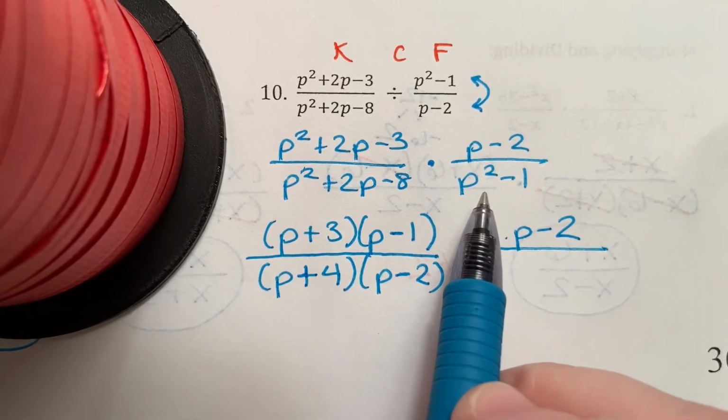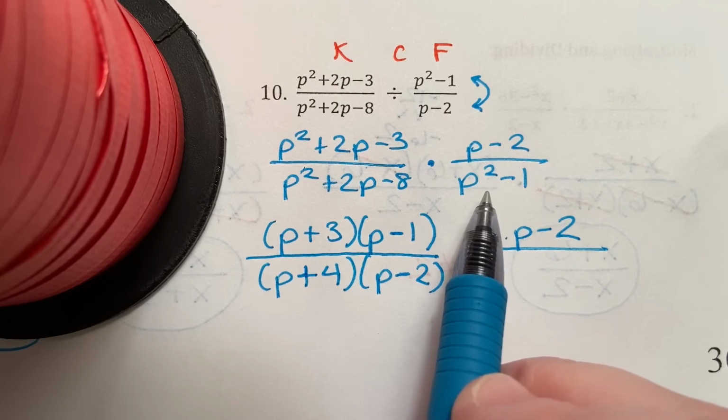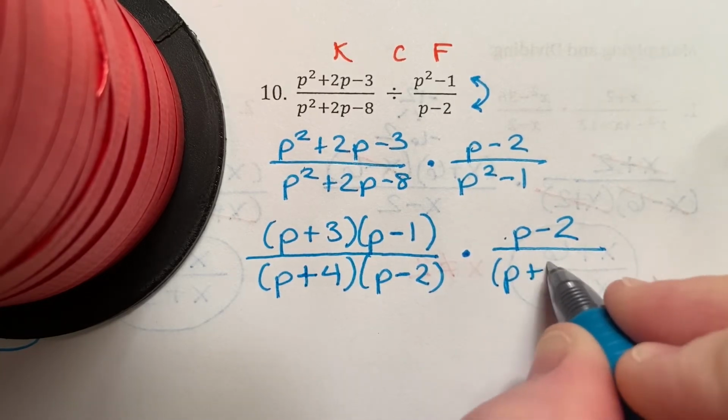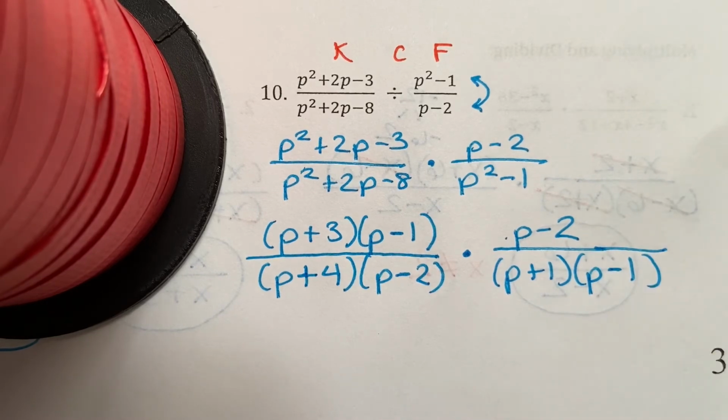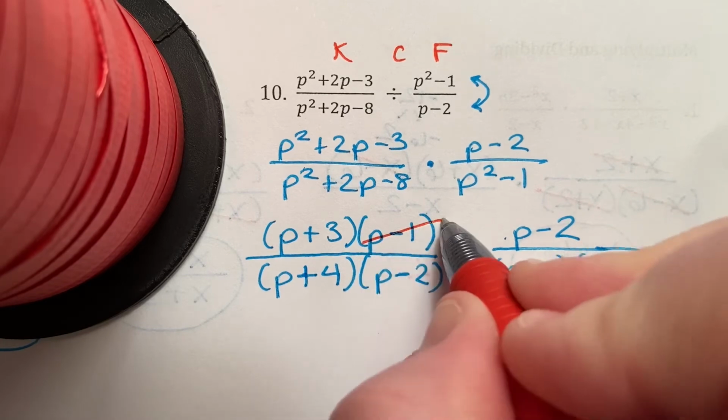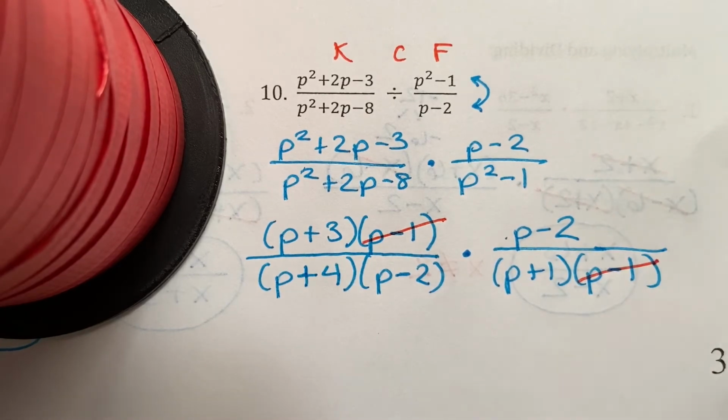And then the denominator is a difference of squares. So that's going to be p plus 1 and p minus 1. So I'm ready to start canceling out. So I have a p minus 1 that cancels. I have a p minus 2 that cancels. And then nothing else cancels.